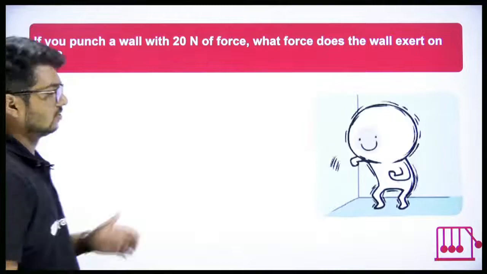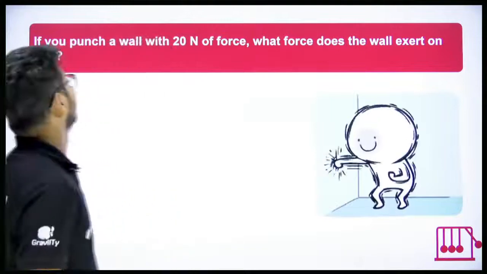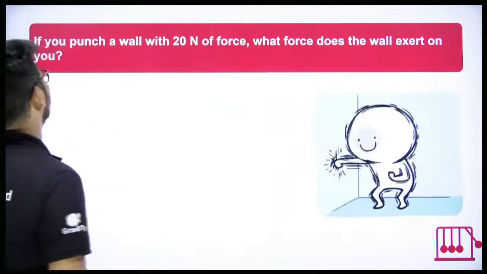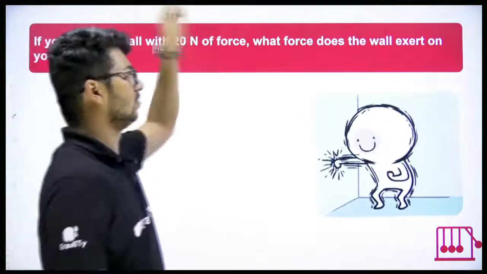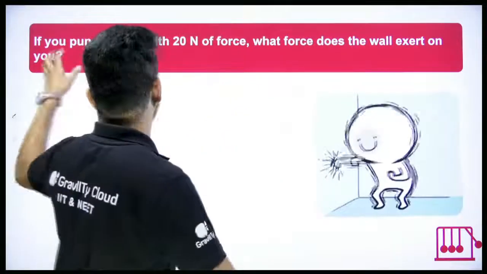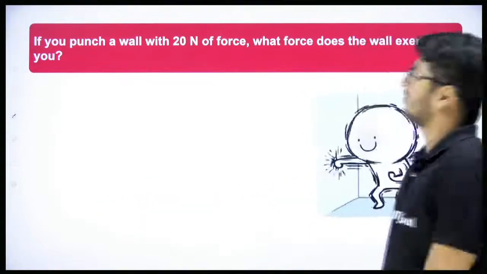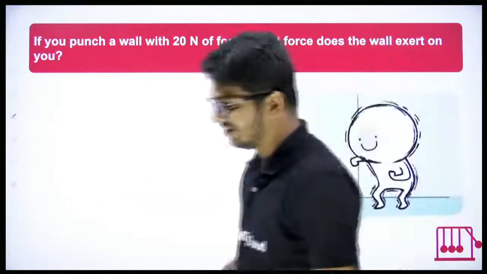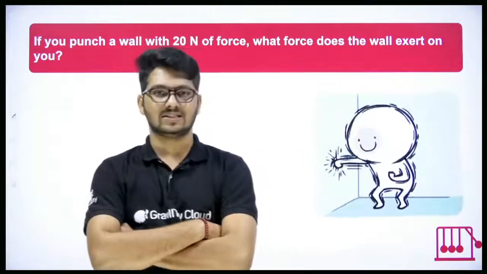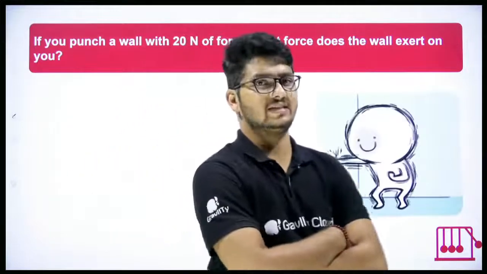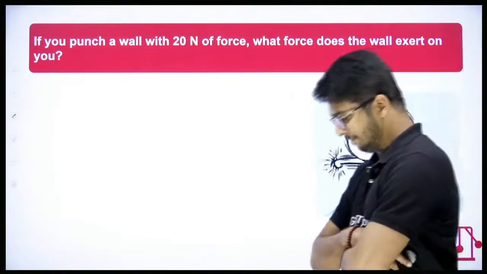Okay. So we have one here. It's an interesting one, right? Interesting animation, right? He appears angry, very angry. But coming back to the question, if you punch a wall with 20 Newton of force, what force does the wall exert on you? That's an interesting question. Yes, everyone? What will it be? That's again Newton's third law. If you understand Newton's third law, you can easily answer this. So what is this going to be?